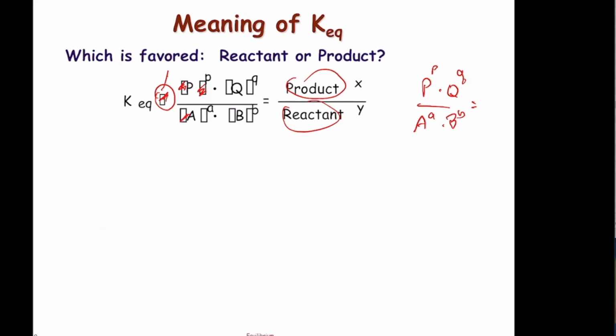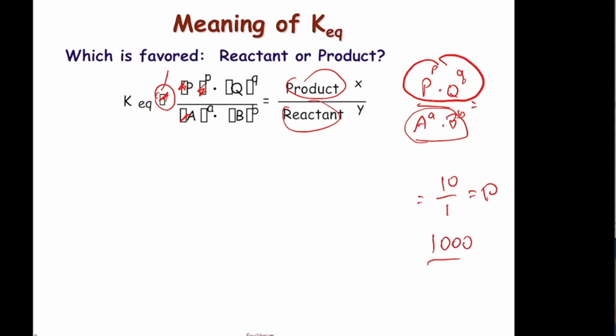And it's a number that could be very, very large if this number relative to this number is large. So when you have more products than reactant, then that number is much greater than 1. Like 10 over 1 equals 10. Okay, so that means your product is 10 times greater than the reactant. 1,000 over 5 is greater than 1.